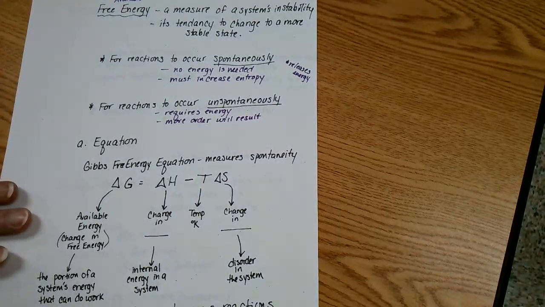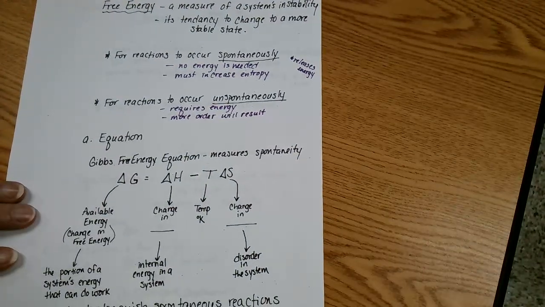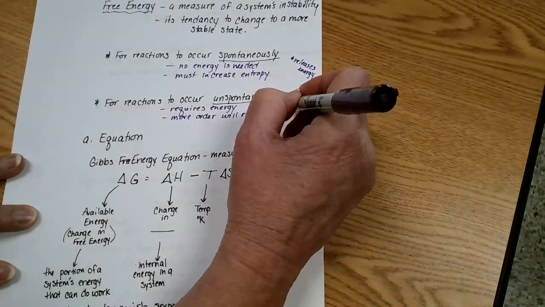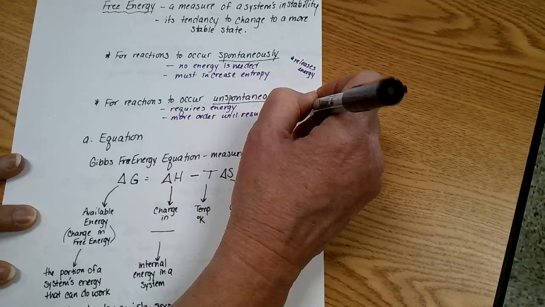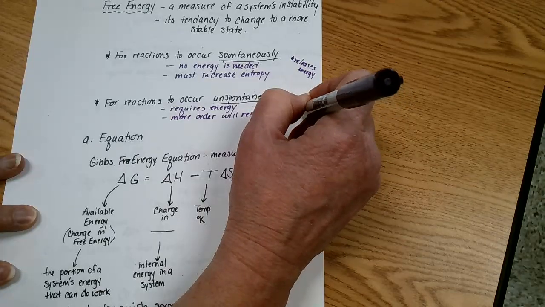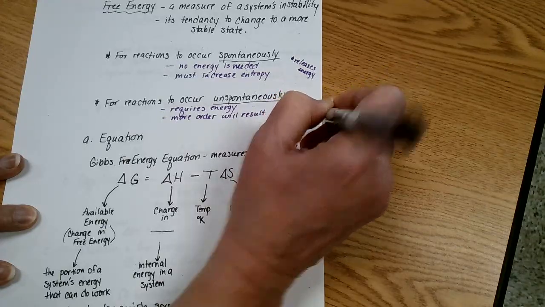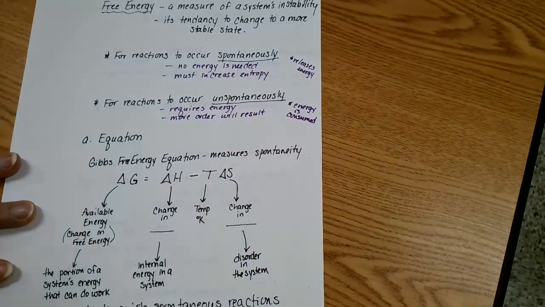And again, I think about your bedroom. If you have to put a lot of energy into it to keep it orderly, that's a good example of an unspontaneous reaction. And in an unspontaneous reaction, energy is consumed. So your bedroom is actually stealing your energy from you to make it more orderly.